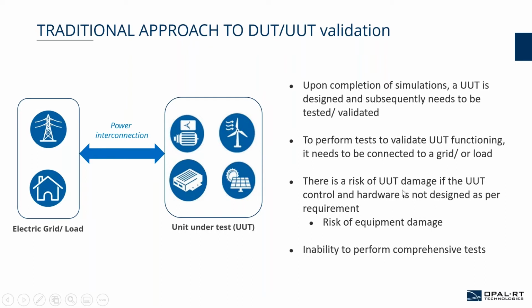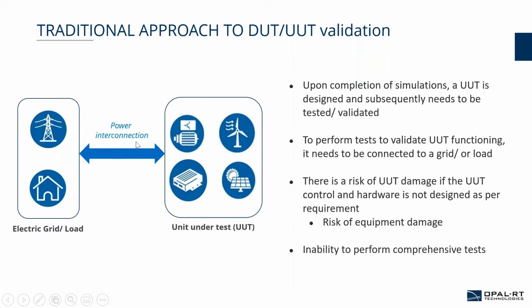Now, such a direct interconnection could be risky, particularly if the equipment that is built might have some bugs or might have some issues in its development, either in the control side or in the power side. And these bugs can lead to equipment damage of the UUT, which could be costly. And in certain cases, especially in an academic lab setting where students are operating such equipment, if they interconnect it to a grid directly, there could be a safety concern for the operator as well.